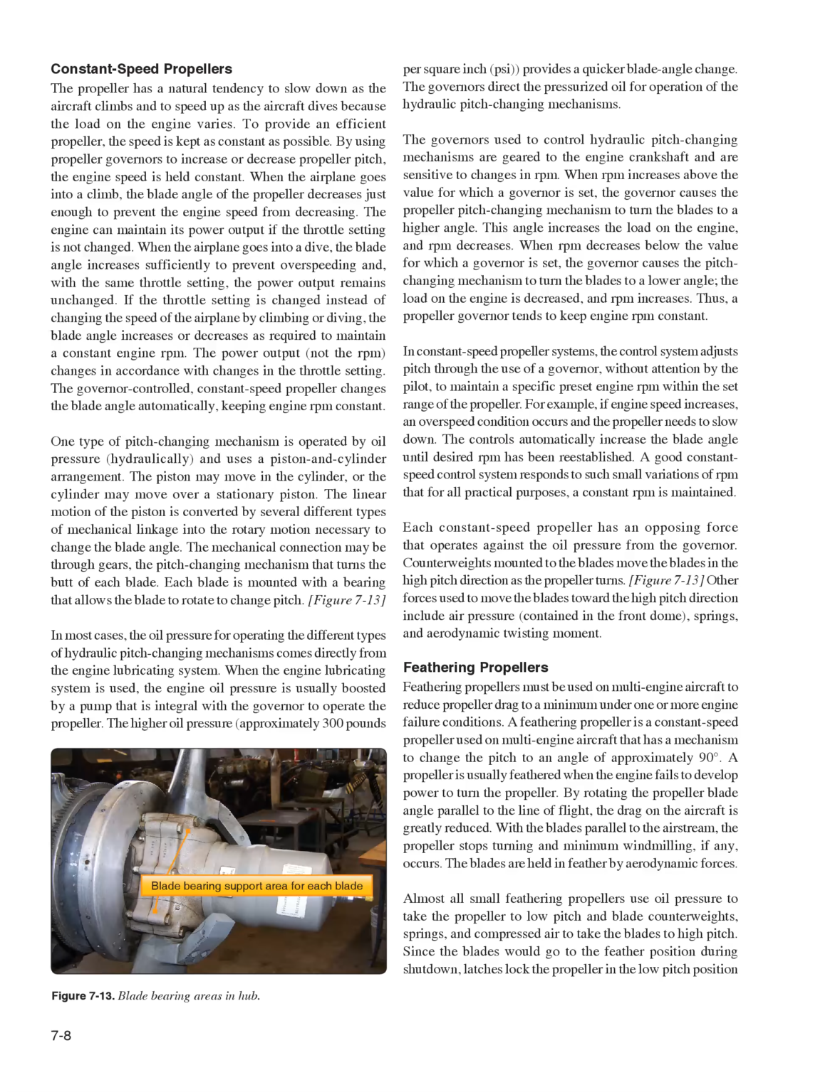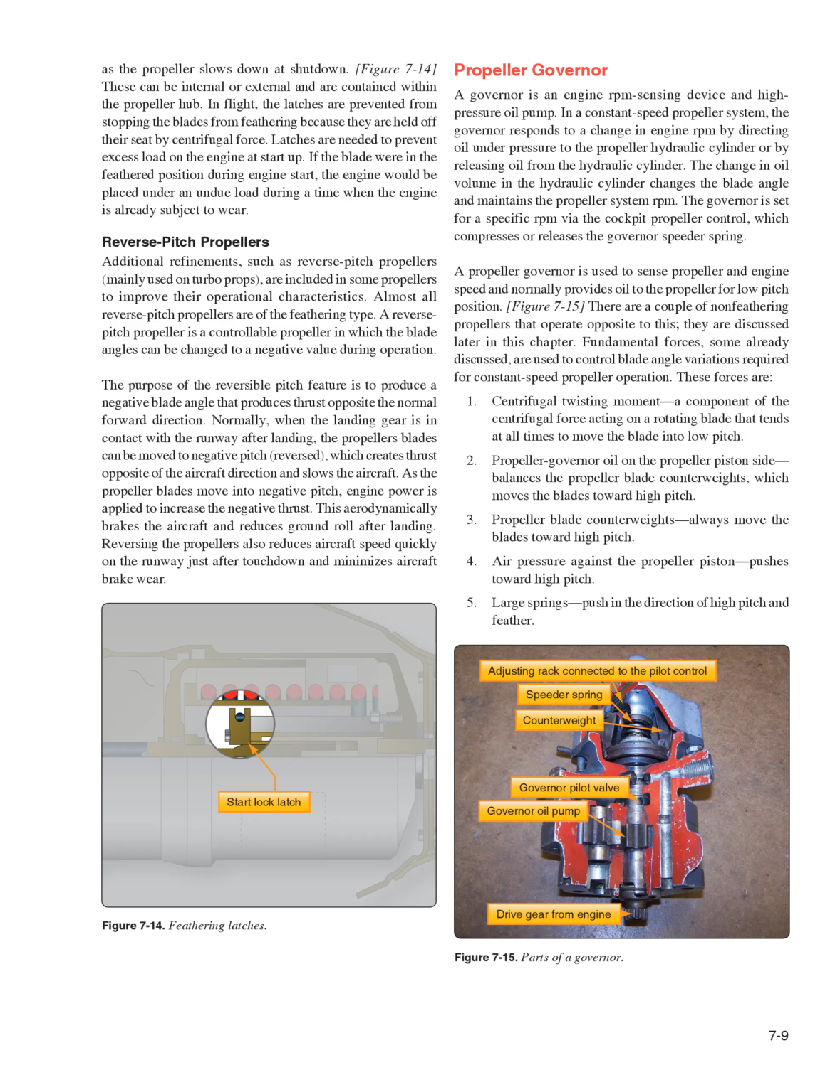Almost all small feathering propellers use oil pressure to take the propeller to low pitch, and blade counterweights, springs, and compressed air to take the blades to high pitch. Since the blades would go to the feather position during shutdown, latches lock the propeller in the low pitch position as the propeller slows down at shutdown.